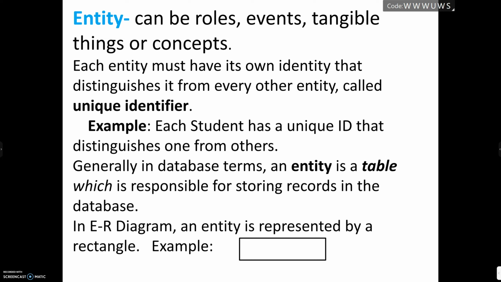In general, in database terms, an entity is a table which is responsible for storing records in the database. In our diagram, an entity is represented by a rectangle shape. It's in entity relationship diagrams. Draw simply a rectangle shape, and write the entity name within the rectangle in capital letters only.